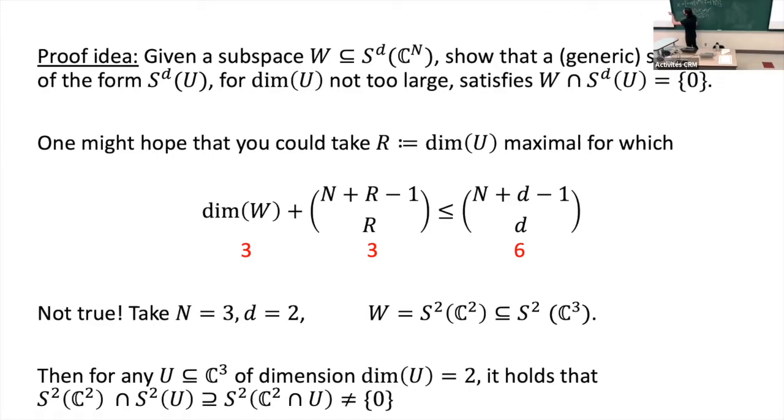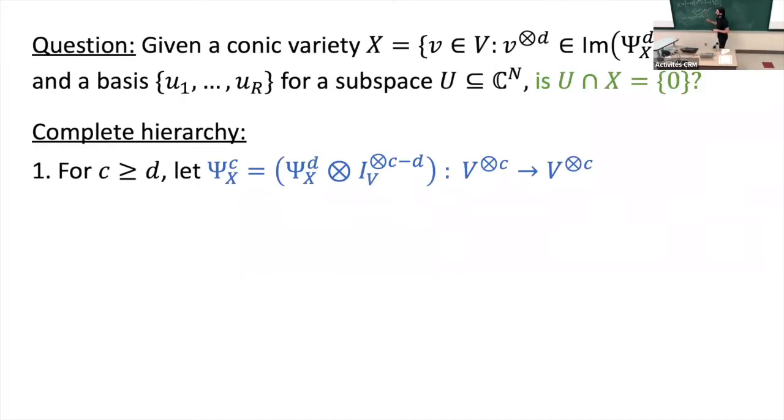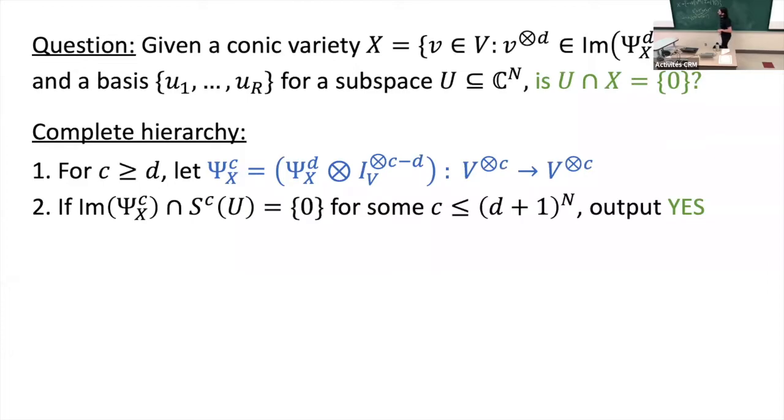Okay, so this is all I'm going to say about the proof. It's just this linear algebra question, finding a complement of a symmetric subspace of a large dimension of this particular form. Okay, so for a complete hierarchy, we can just tensor our psi with identity. So for each c greater than or equal to d, we take psi tensor identity. And then the algorithm goes like this: if there's some c for which the intersection is 0, then you output yes, they really trivially intersect, there's nothing in the intersection. And otherwise, you say no. This is by going up the line here.